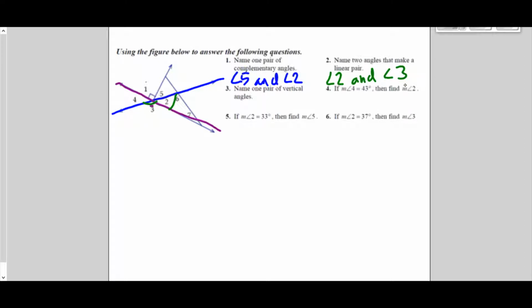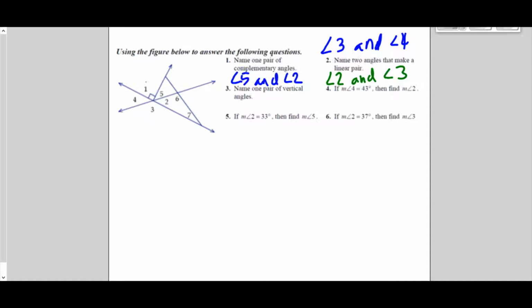If we look at that purple line that I had there, along here there's also angle 4 and angle 3. Those also are a linear pair because those are two adjacent angles that form along that purple line. They form that straight line. So I could say angle 3 and angle 4. Remember, a linear pair adds up to 180. So angles 3 and 4 would add up to 180, and so would angles 2 and 3.